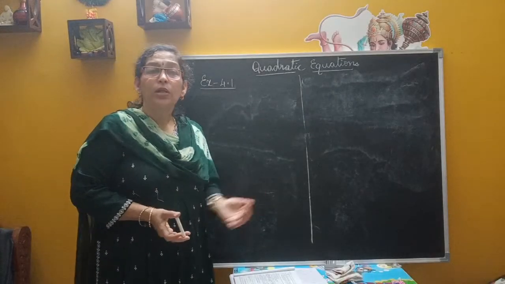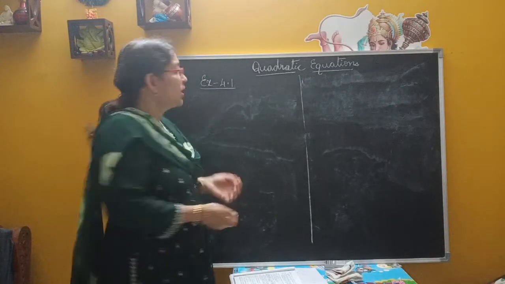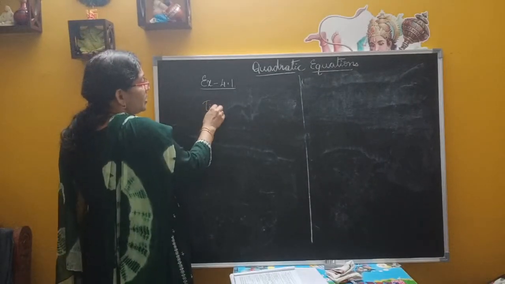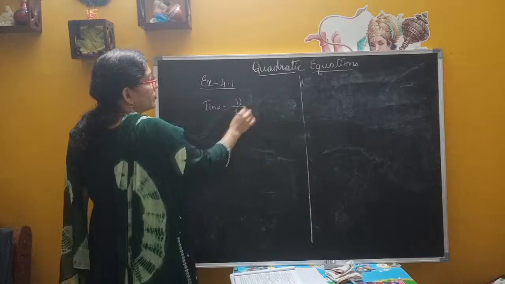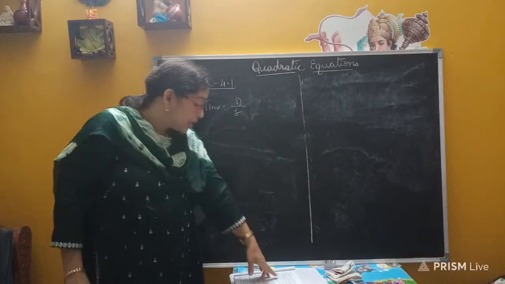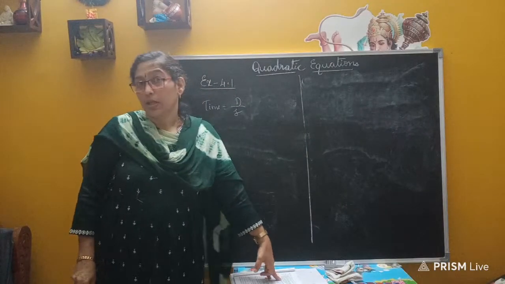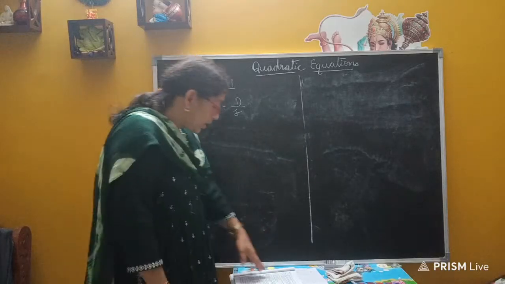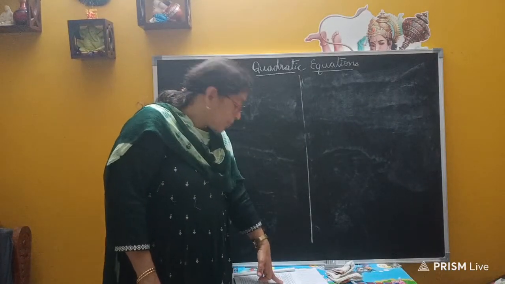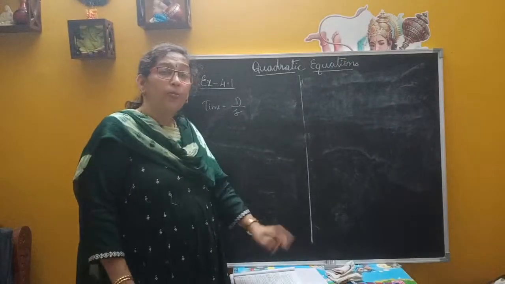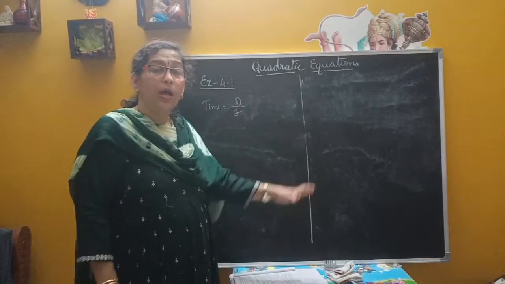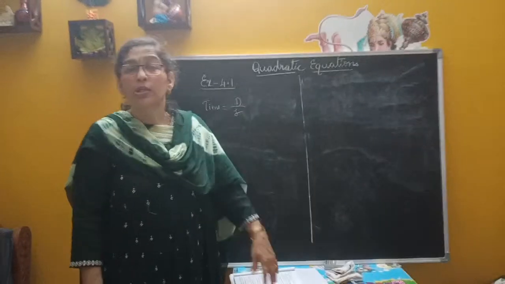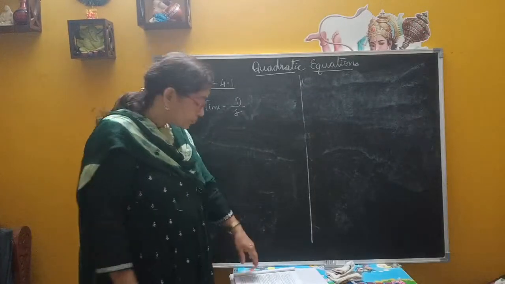Similarly, what is the formula to find time? Time is nothing but distance by speed. What is asked to find in the question? That is the speed of the train. So let us consider that as x, the unknown variable. If x is the speed, the distance is the same for both cases. In the first case the distance covered is 480 km, and in the second case the distance covered is also 480 km.